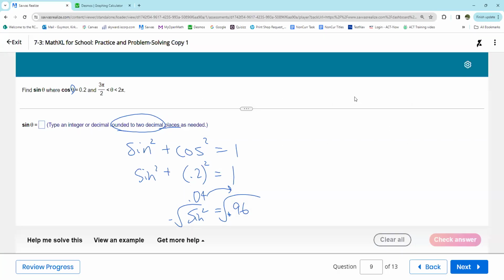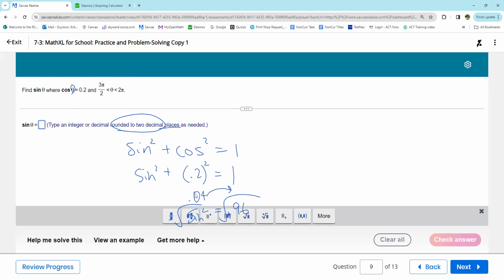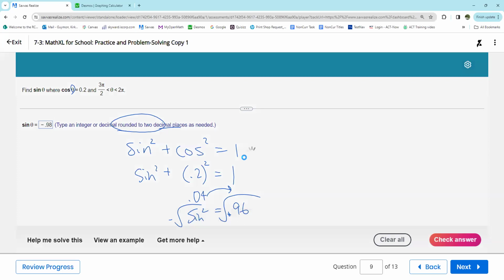Let's see if that's all we need here. It does say we are in, again, the third quadrant. So in the third quadrant, sine is negative. So a negative 0.98. Whew. All right, so that's how they want to do it. We could have gotten it the other way too, if I had just rounded to the decimals.